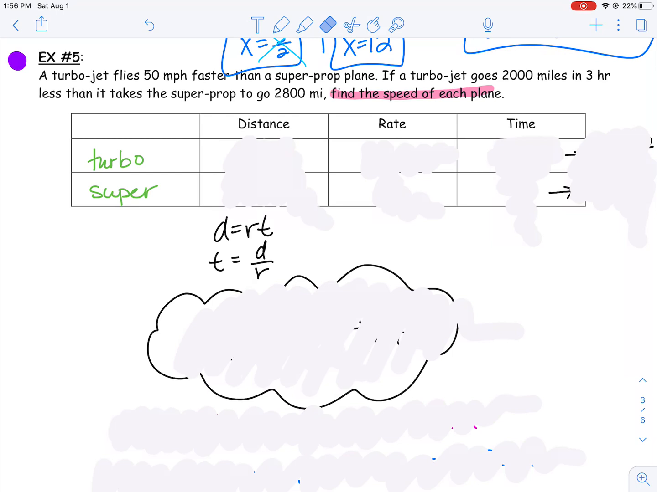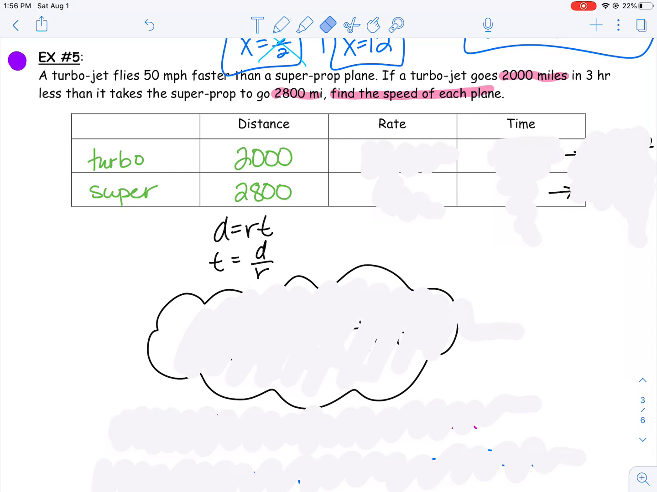Okay, distance. Do we know the distance that either of these planes go? Well, it says here that the turbojet goes 2,000 miles. Isn't that a distance? While the superprop plane goes 2,800 miles. So it looks like those are the distances for both of my planes. Now let's talk about the speed. Well, that's actually our question, right? We need to figure out the speed of each of these planes. We don't really know the speed of each of these planes.